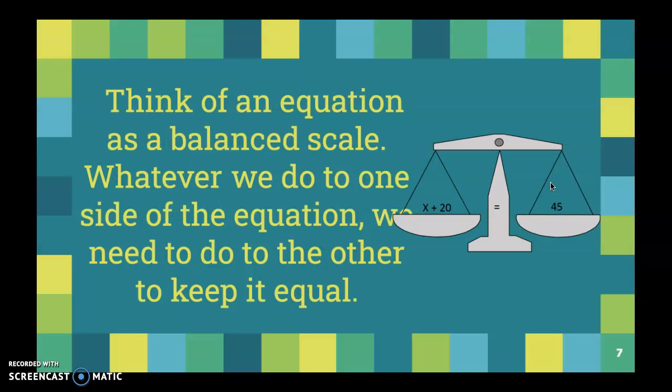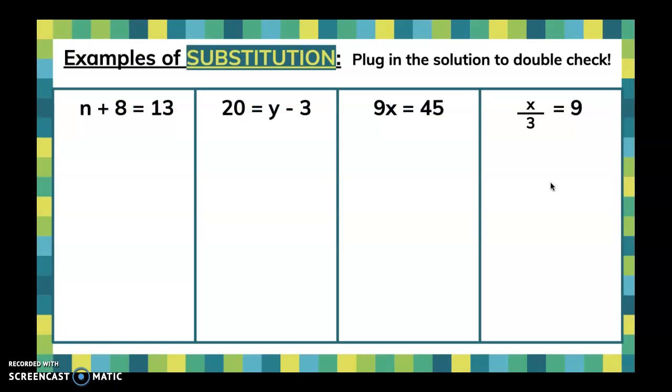Think of an equation as a balanced scale. Whatever we do to one side of the equation, we need to do to the other because we want to keep it equal. We want to keep it balanced. That's what we're looking for, is things to be equal. So let's look at these examples of substitution. We're plugging it in to double check it.